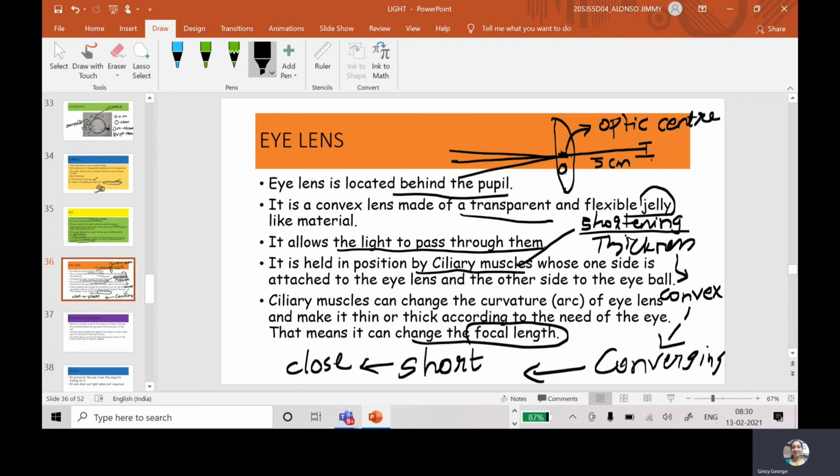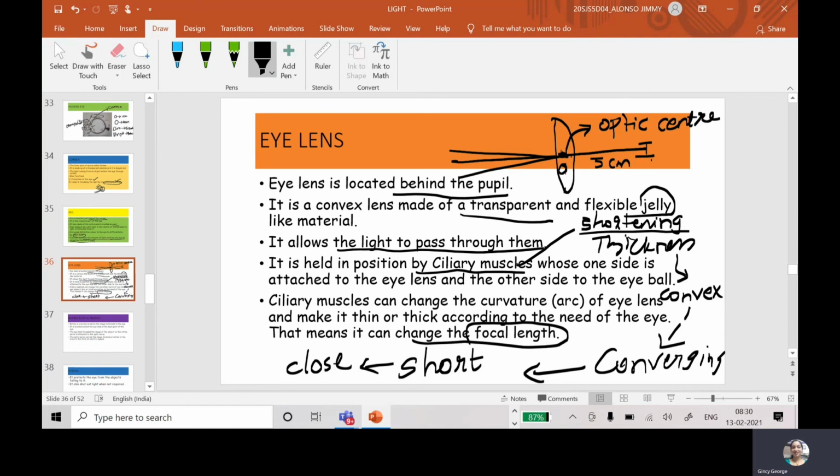So once again I repeat, the ciliary muscles contract and give thickness to the eye lens, acting the same as a convex lens, and that is the converging action, making the things which are very close to you, not very far, visible. Okay, the objects kept very close to you are visible because of this action.